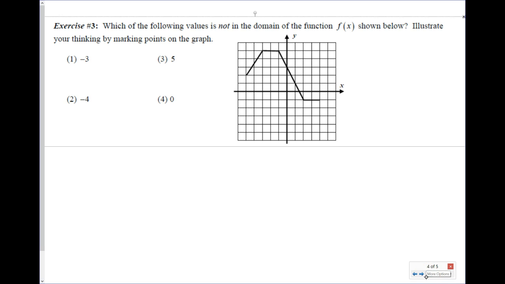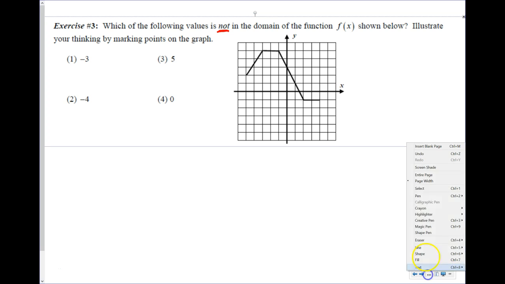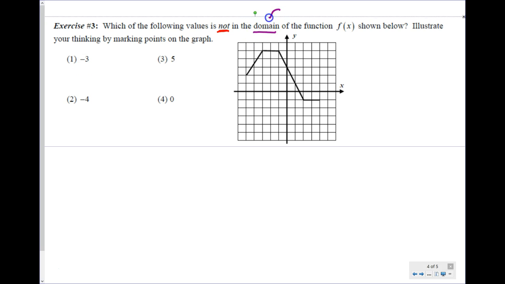All right, exercise 3, multiple choice question. Which of the following values is not in the domain of the function shown below? So we're looking for one of the values that's not in the domain. Illustrate your thinking by marking points on the graph. So let's go through these. -3, and we're thinking domain, right? So domain is going to be what? Our x values. So we're thinking x values, so left to right. In fact, I'm going to write that here. Left to right.